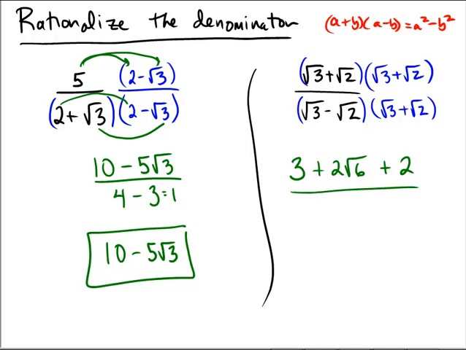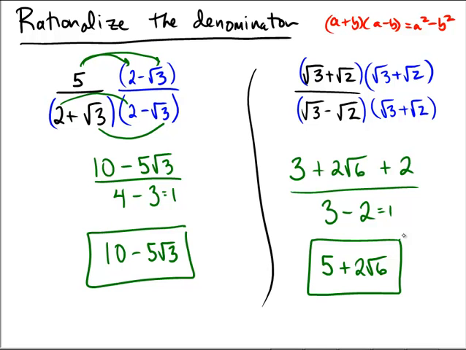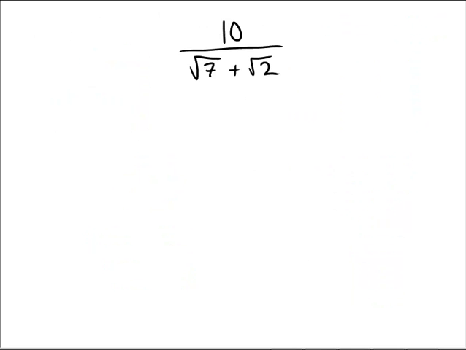And then on the bottom, we get the first one squared, 3, minus the second one squared, which is 2. So final answer, numerator, 3 plus 2 is 5, plus 2 rad 6, and in the denominator 3 minus 2 is just 1, so I'm not even going to bother writing it down. 5 plus 2 rad 6. How about you try one on your own then? Try doing 10 over rad 7 plus rad 2.